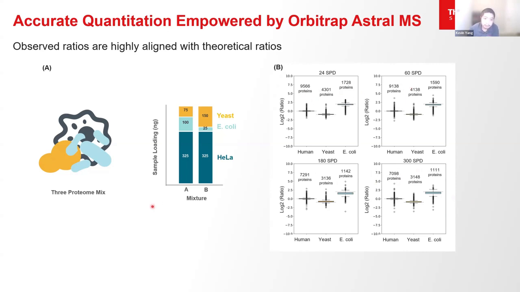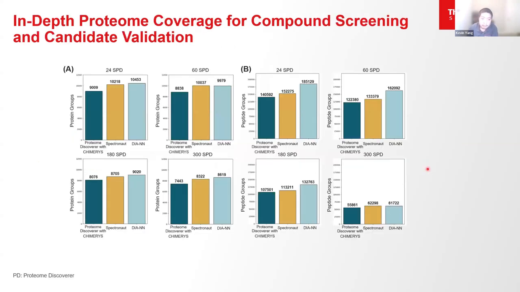We tested the quantitation accuracy using the same standard, and you can see that regardless of the throughput, the observed ratio and the expected ratio are aligned very well, and the box is very narrow. So this gives us confidence that the different throughputs we are applying here give accurate quantitation.